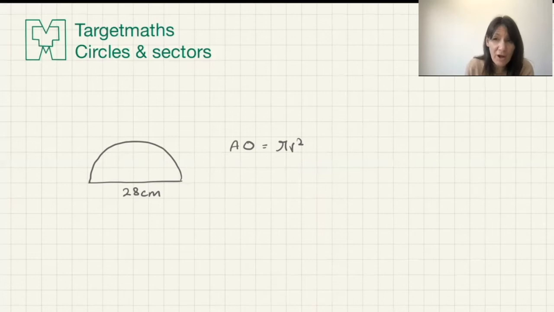I don't want the whole circle. I only want half the circle. So actually what I need to be doing is a half of pi r squared. Of in maths, remember, means times. So half of pi r squared means I now need a number for my radius.